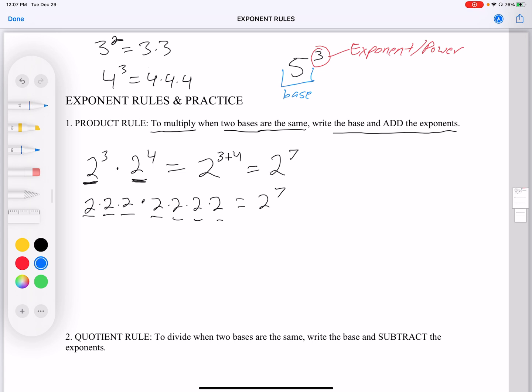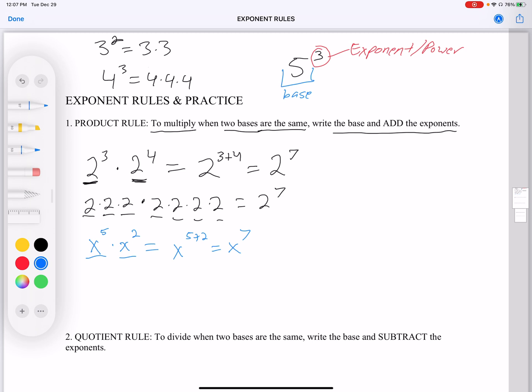Same thing with variables. If I have x to the 5th times x squared, this just gives me x, because remember, my bases are the same, and then 5 plus 2, which gives me x to the 7th. That's it. Anytime you multiply two bases that are the same, that have exponents, you just keep the base and you add the exponents. That's the product rule.